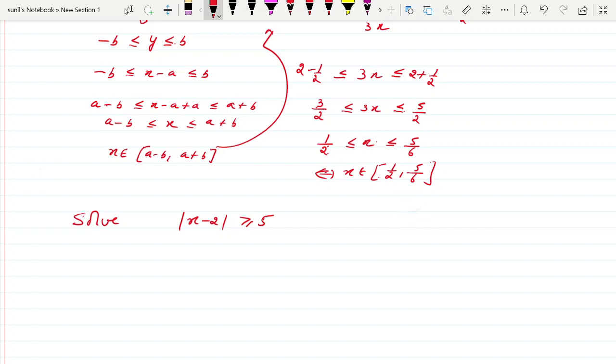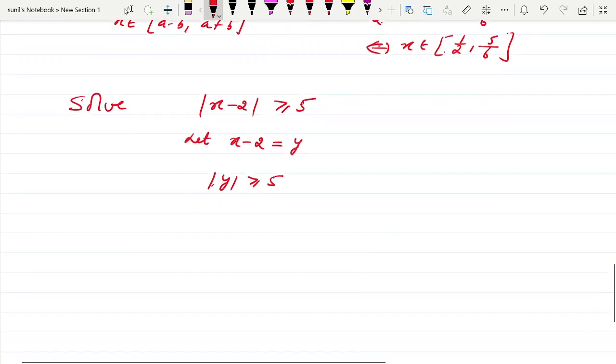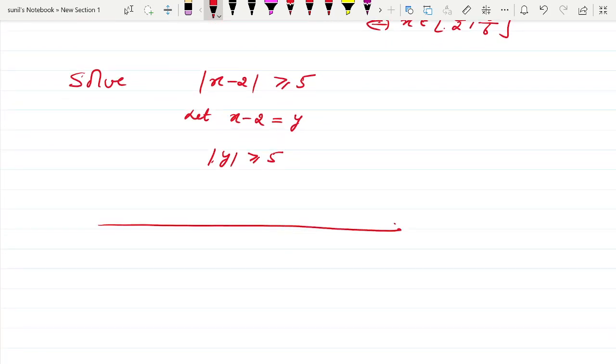I don't want you to just trust and remember all the results. Apply key fundamentals. Again, I'm changing the name. Let x minus 2 is equal to some y. So mod of y is greater than or equal to 5. Again, if you want to use the number line concept, you can use it.